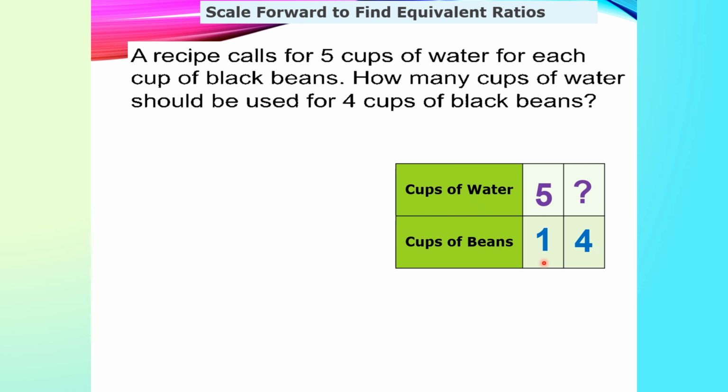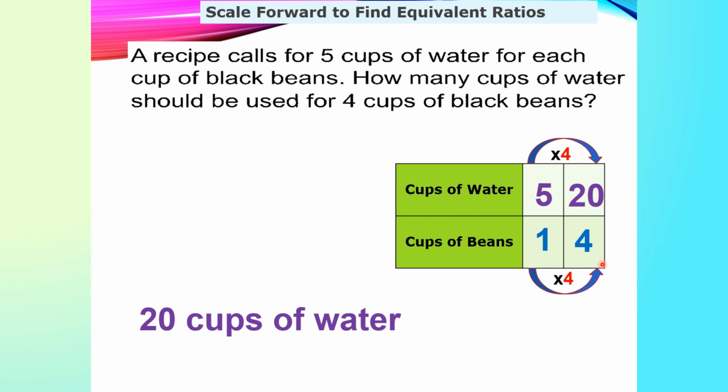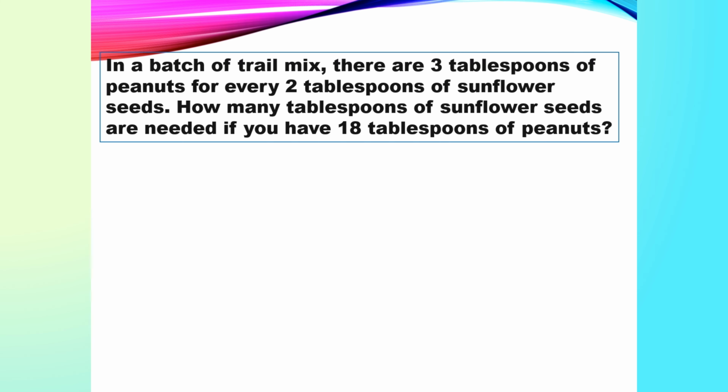Now, we can scale forward from 1 to 4. Scale forward, remember, it means multiplication. So I can multiply 1 by 4 to get 4. So I go ahead and multiply 5 by 4. 5 times 4 gives me 20. So it means for 4 cups of beans, I will be needing 20 cups of water.